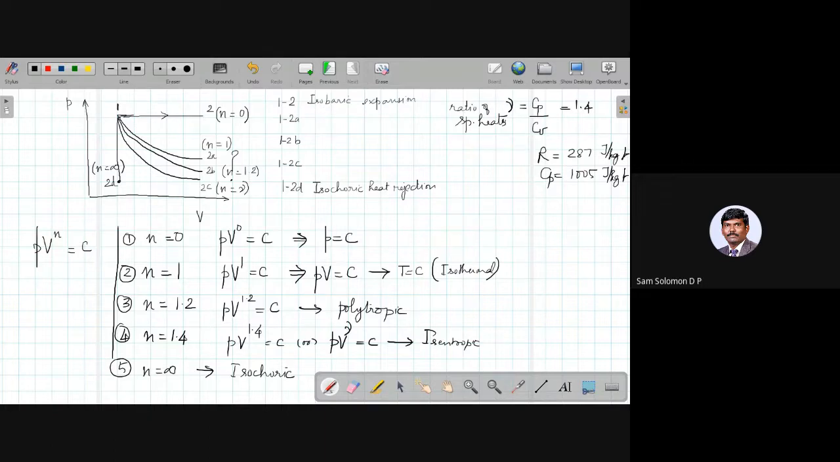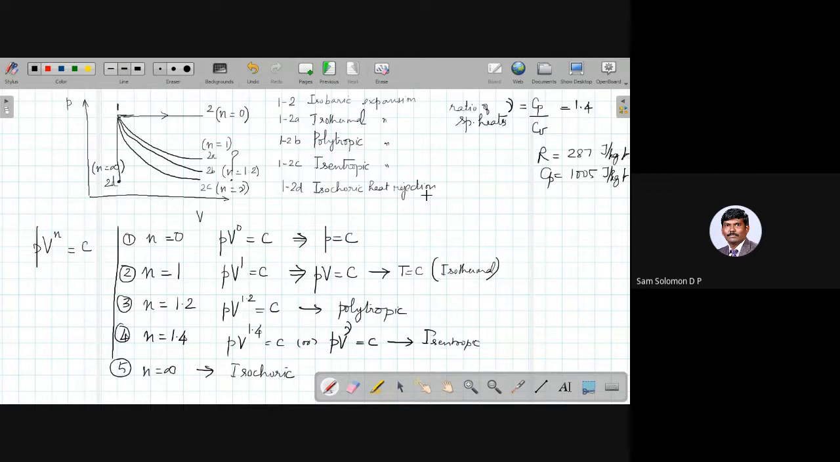So 1-2A is supposed to be isothermal expansion. Sorry about that. This one is supposed to be polytropic. The next one is supposed to be isentropic expansion. The last one, we don't call it expansion because the volume remains constant, so we call it a heat rejection process.